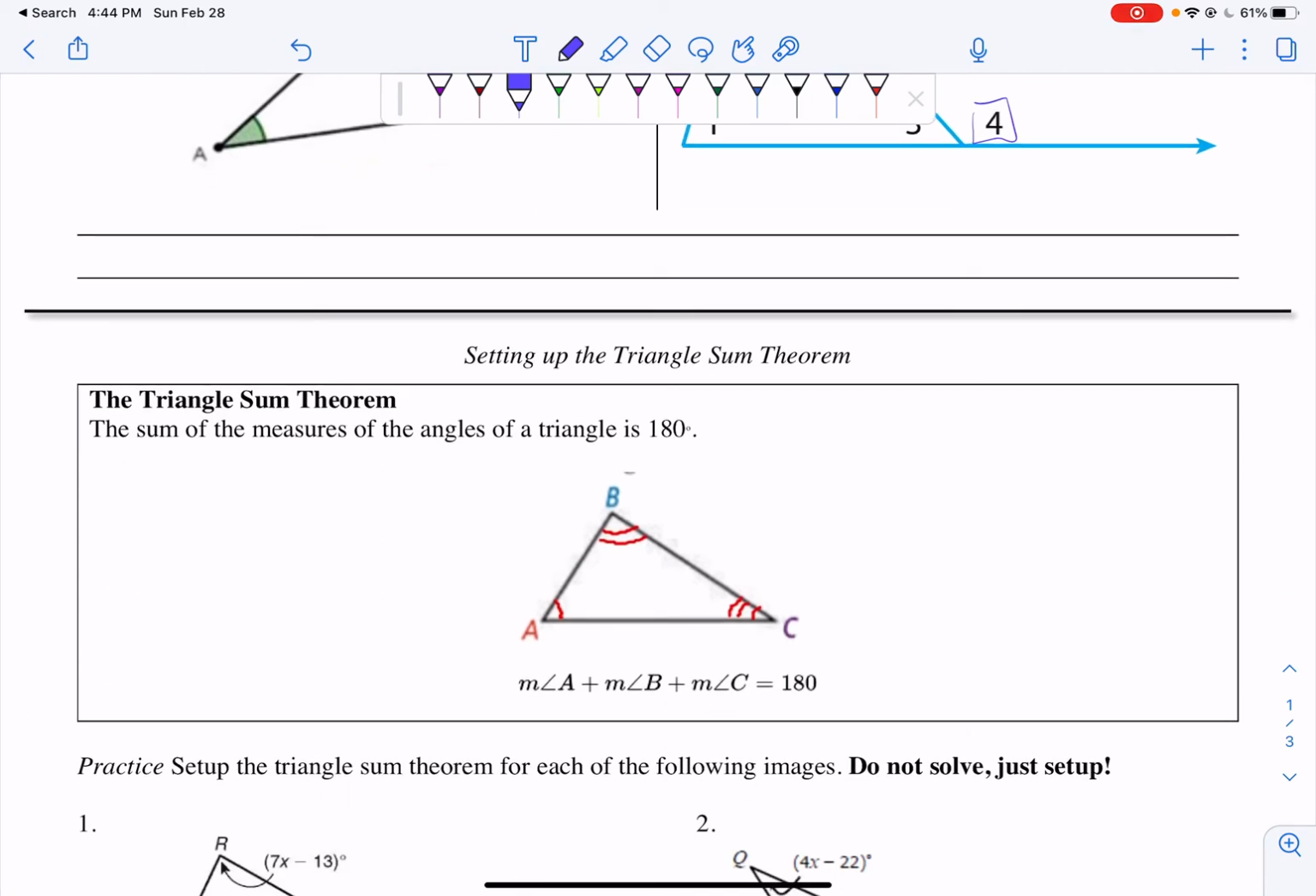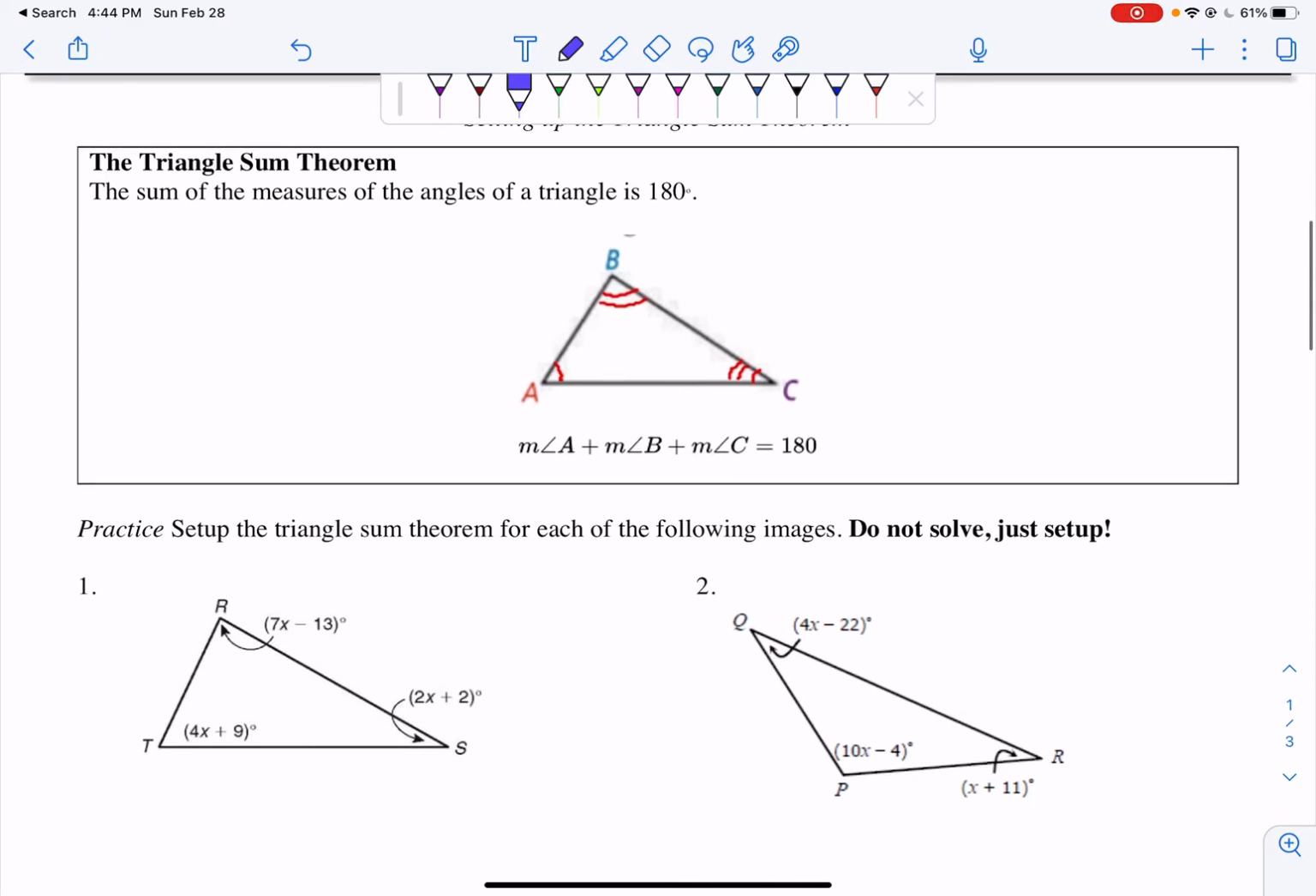So let's look at what it means to set up the Triangle Sum Theorem. The Triangle Sum Theorem states that the sum of the measures of a triangle is 180 degrees. So every single triangle in our class will be 180 degrees. If you take a college level geometry class, you're going to learn that there are some triangles that actually have more than 180 degrees. But for our class in this year and next year and the rest of your high school career, they will only have 180 degrees.